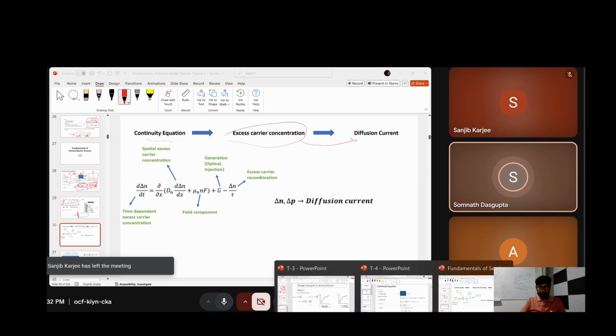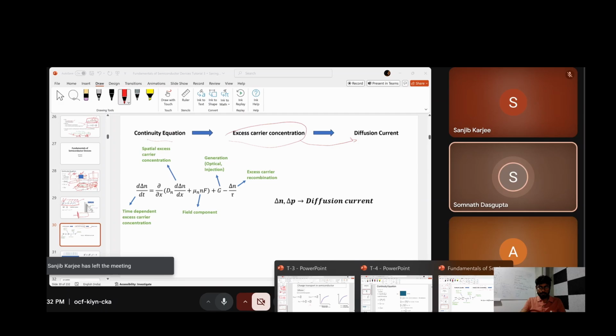This is the distance dx. This is the concentration gradient, the spatial excess carrier concentration. You have a semiconductor, and there are some excess carriers inside the semiconductor and how they are diffusing inside the semiconductor, that is what is given by this.